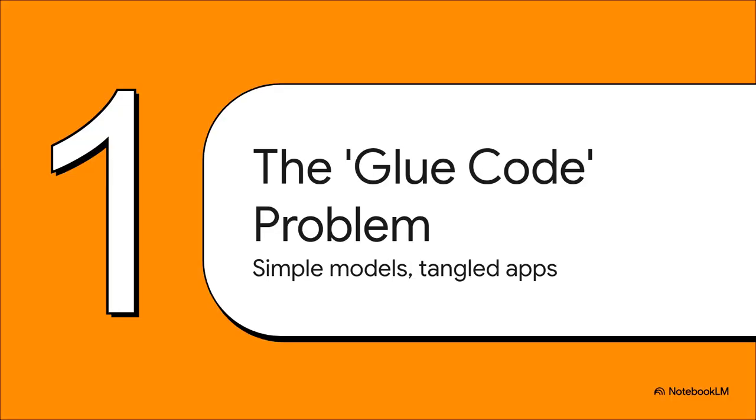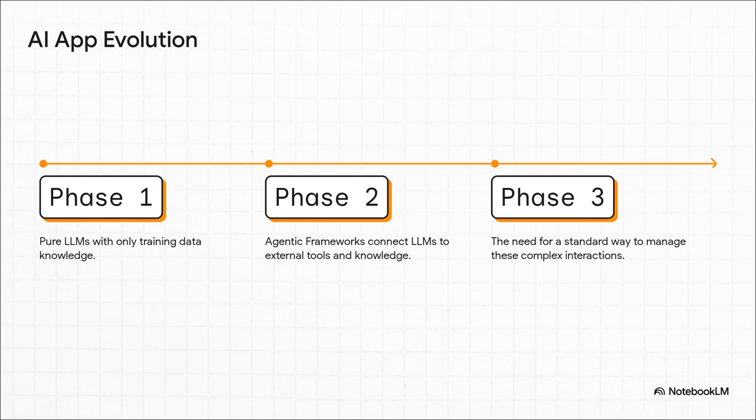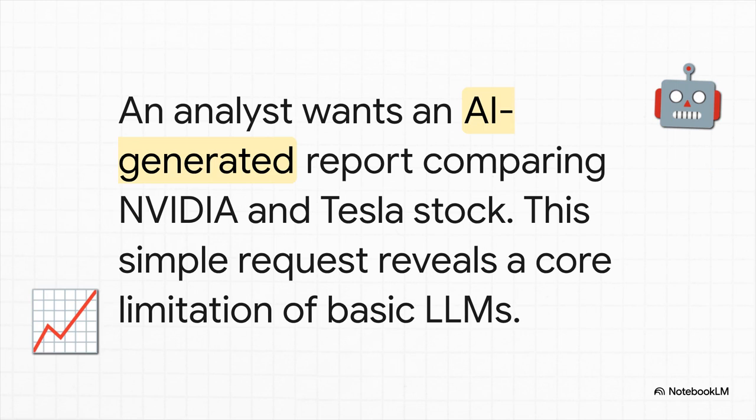To really get why we need something new, you gotta understand how we ended up in this tangled mess in the first place. You know, it's pretty wild how fast things have moved. Just a little while ago, we had these pure LLMs that were basically just smart encyclopedias. They only knew what they were trained on. Then we got clever and built these agentic frameworks to connect them to the real world, giving them tools, letting them access live data. But, and this is a big but, that created a whole new problem. Every single one of those connections had to be custom built, making the whole system super fragile and a total mess to manage.